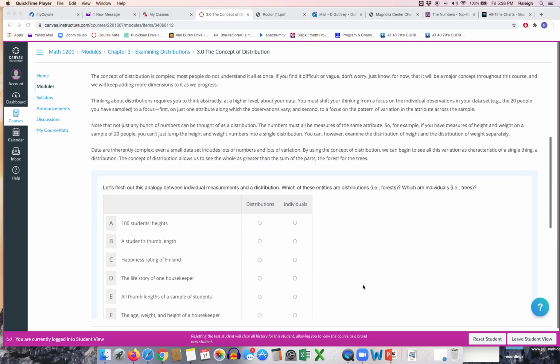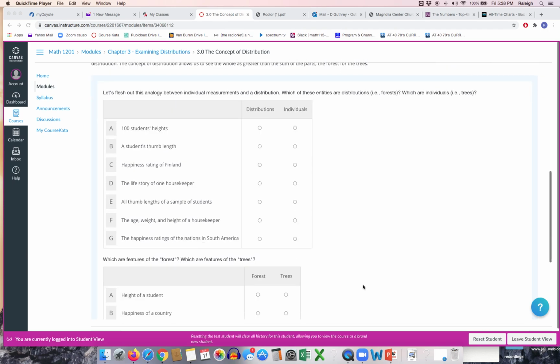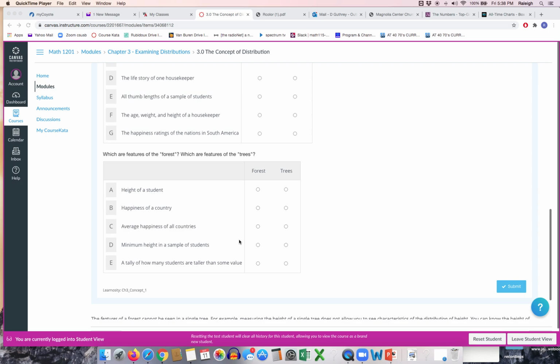So they have a question here. Let's flesh out this analogy between individual measurements and a distribution. Which ones are distributions, such as forests, and which are individuals like trees? Looking at the student views, I don't really tip my hand here. It's meant for you to guesstimate. If you've got one person, that's clearly a tree. If you have all the nations in South America, that could be considered more of a distribution. But you just kind of sort it out for yourself.